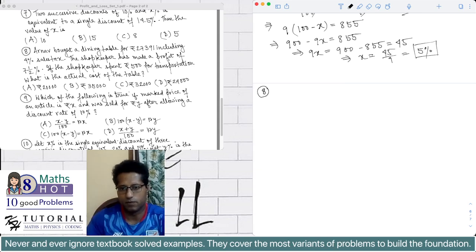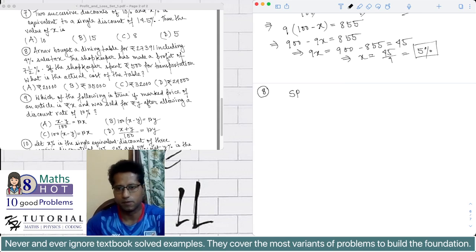So let's understand the scenario. We have the selling price, whatever the selling price may be. Okay, so Arnav is the customer. He has purchased a dining table for rupees 27,391, including 4% sales tax. That is, SP is the selling price of the dining table of the shopkeeper.